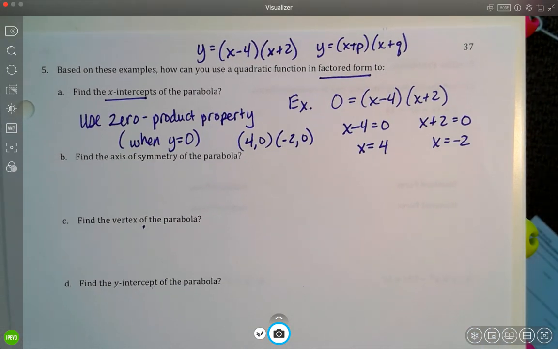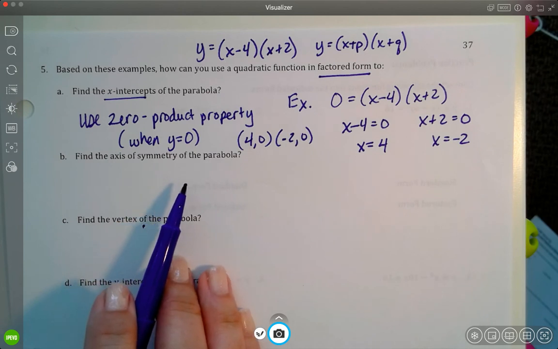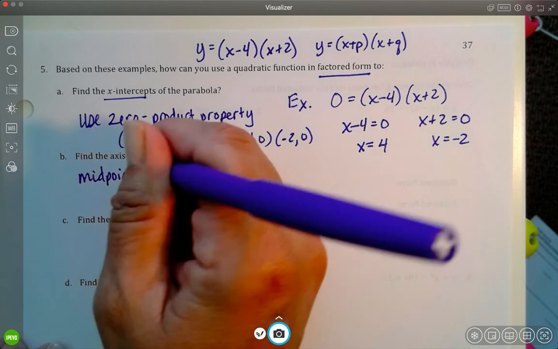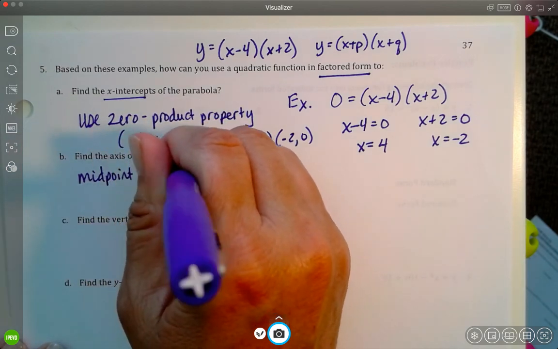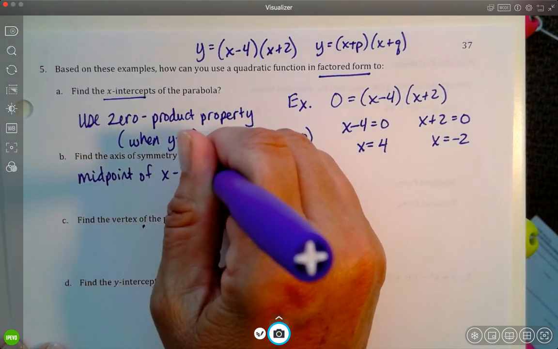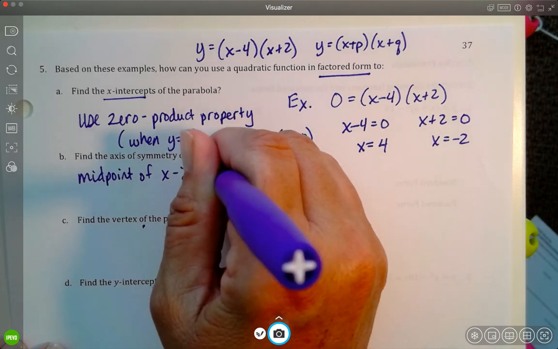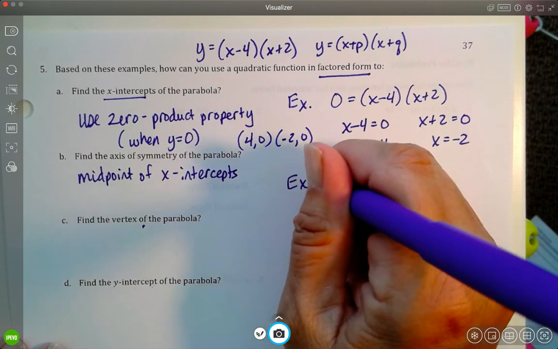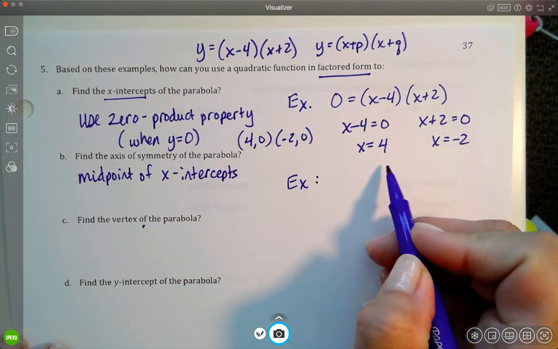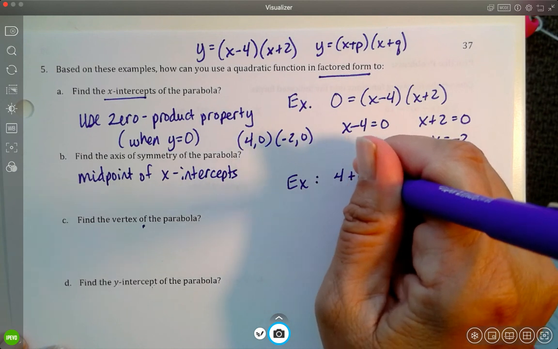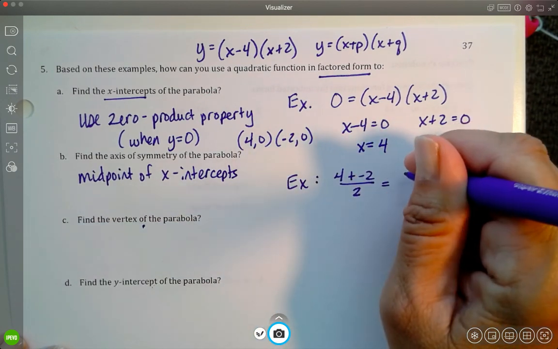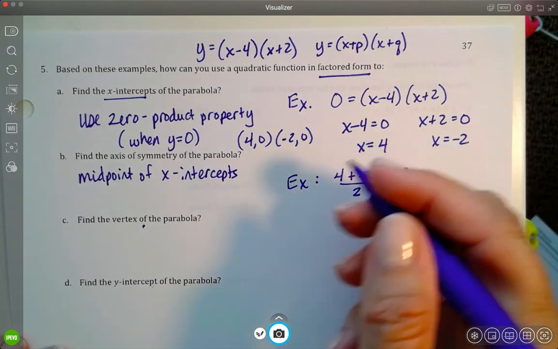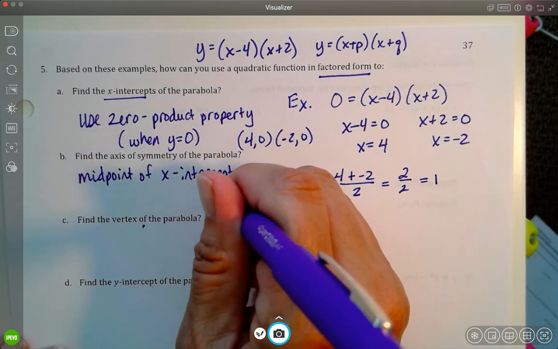How do you find the axis of symmetry of the parabola? Well, it's the midpoint of the x-intercepts. So, using my example again, my x-intercepts were 4 and negative 2. So 4 plus negative 2 over 2 is 2 over 2, which is 1. So in this case, my axis of symmetry would be x equals 1.